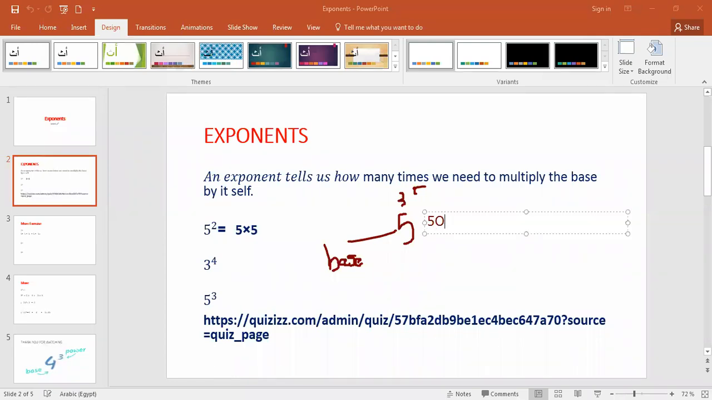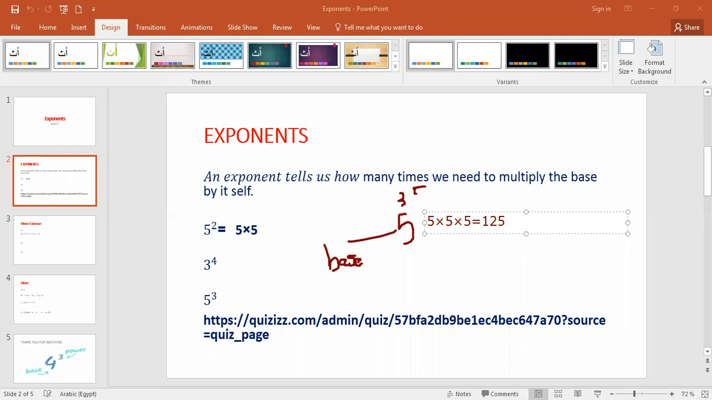5 times 5 times 5 is equal to 125. So the exponent means how many repeated times the base value is multiplied by itself.